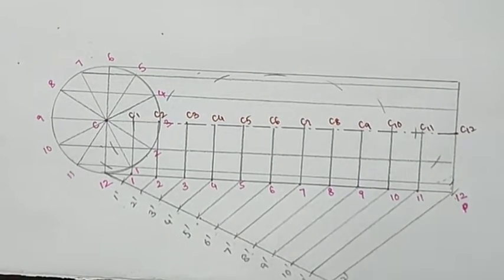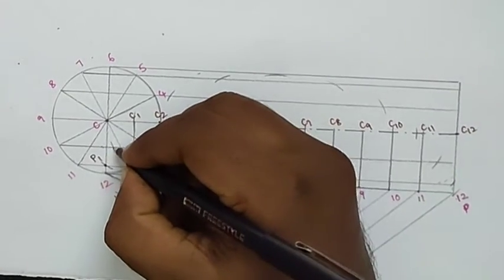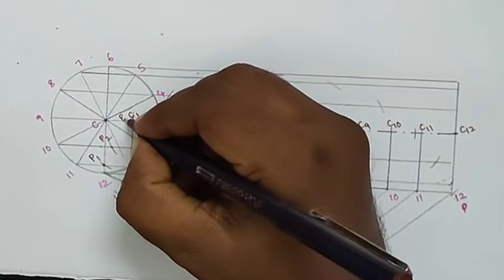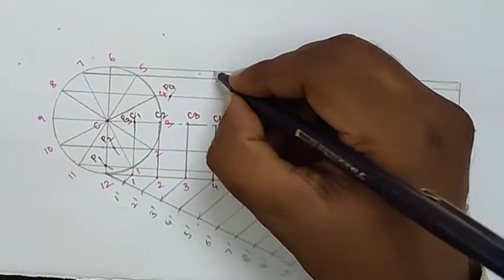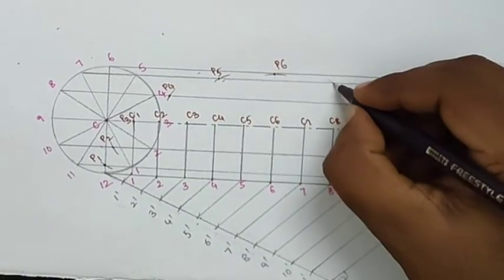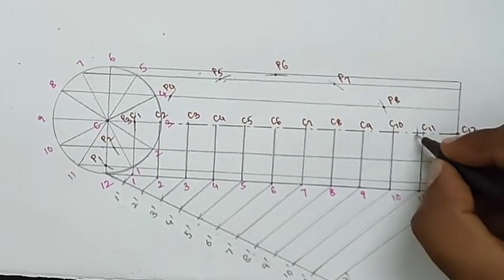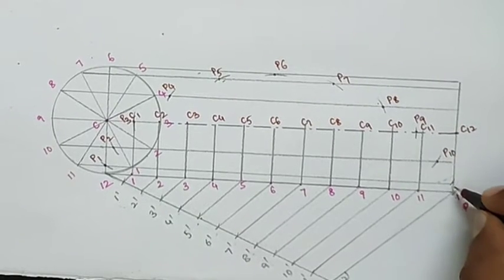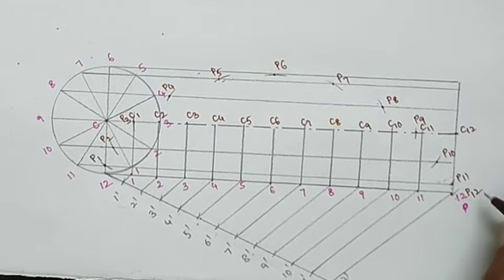So we can locate all the points. This is P1, this is P2, here we get the P3 point, and here the P4 point. This is P5 point. Here we get the P6 point. This is P7, and this is P8 point. Here we get P9, here P10, here P11, and at 12 we get P12.